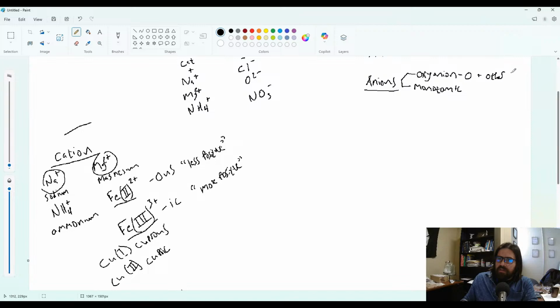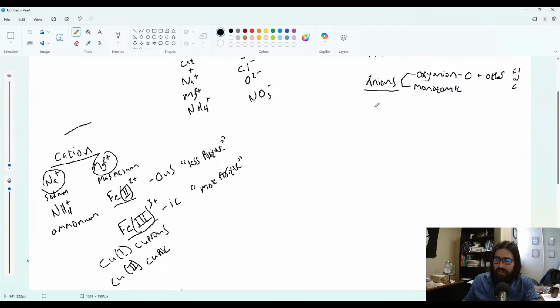So this would be something like chlorine, nitrogen, carbon, whatever the case may be. So that's an oxyanion. There's a whole bunch of polyatomic oxyanions. So they have a sub-naming convention we're going to address in a second. But those are the 2 broad bins for anions.